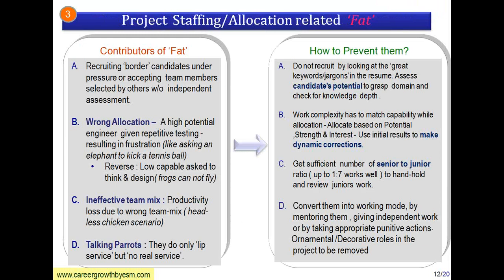Now, having interviewed and taken the person, a high potential engineer, for example, let us take a high potential engineer who is taken and given manual testing work. You did not ask him what his interest is. So he's a high potential engineer, and you simply allocate that engineer to repetitive testing kind of work.